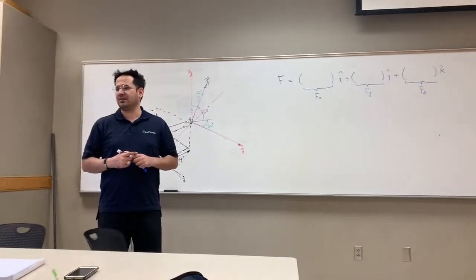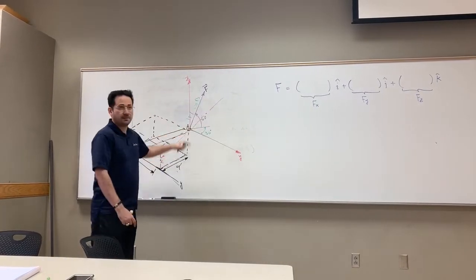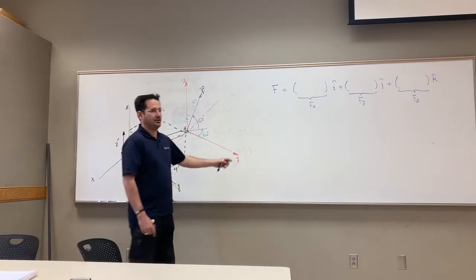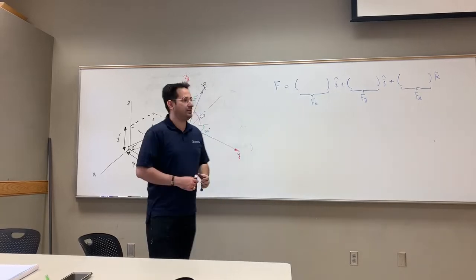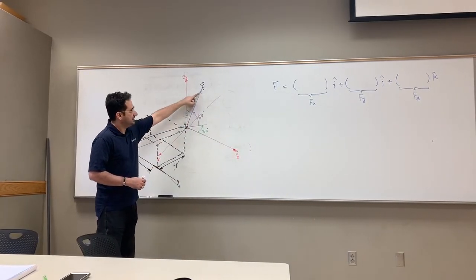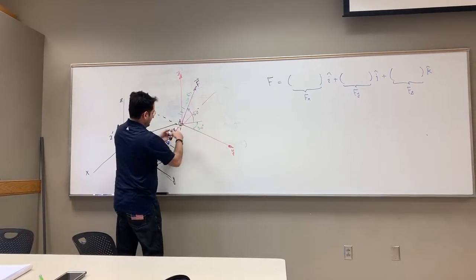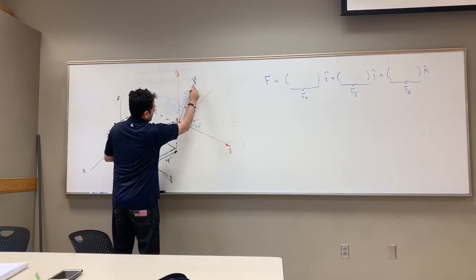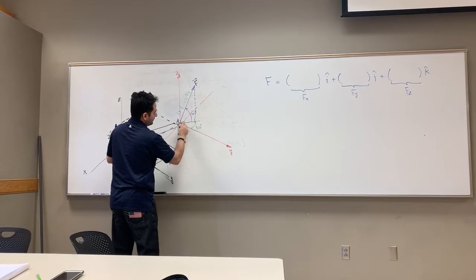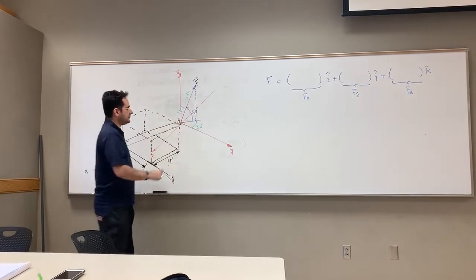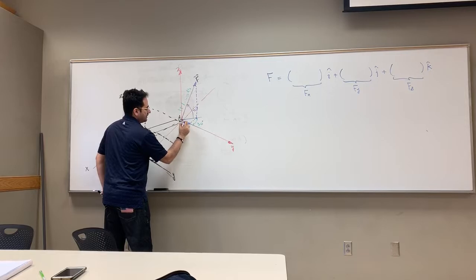Ready? Okay. So we want to find the Cartesian form of this force vector F, part A. Fx, Fy, Fz, the i, j, k components. In order to do that, first I need to project this force into the xy plane. Now look at this triangle. First I need to find the length of its base, and then project it into y and x.